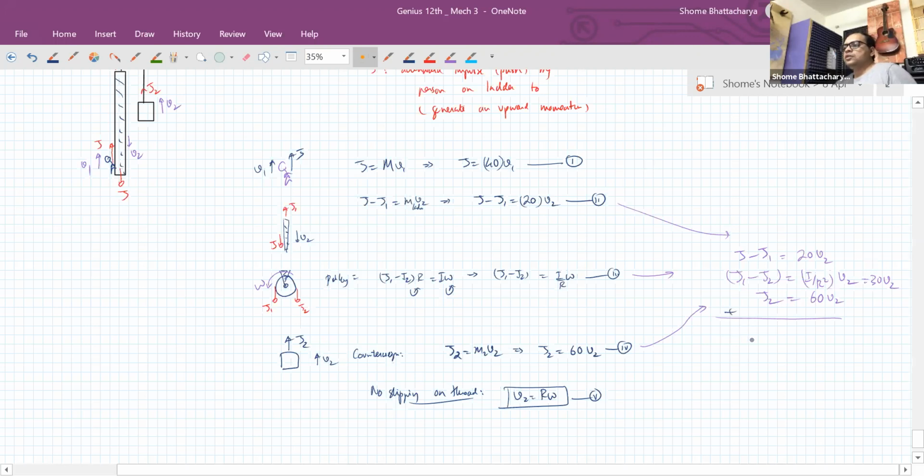Understood? So now just add these three equations. So you are having J is equal to 20 plus 30 is 50 plus 60. That's 110 V2. Okay. Now compare this with the first equation.